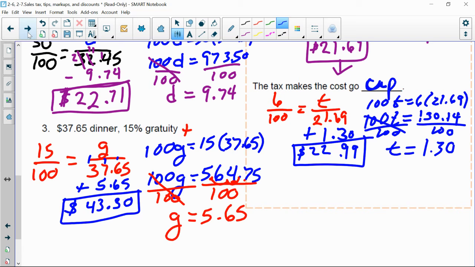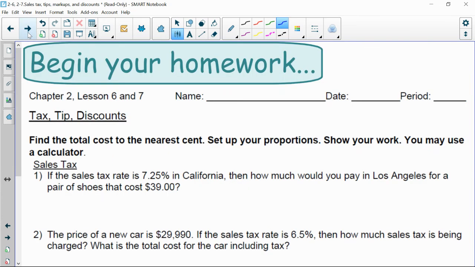All right? Because it's always 6% of the cost of the item. So the more expensive, the more you're going to have to pay in taxes.